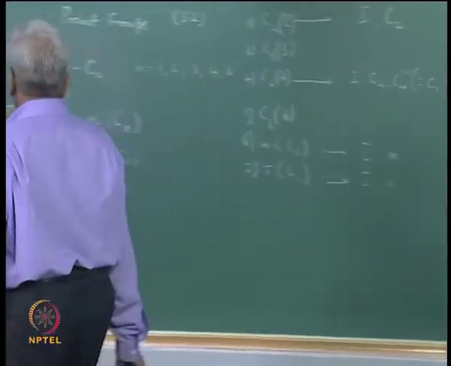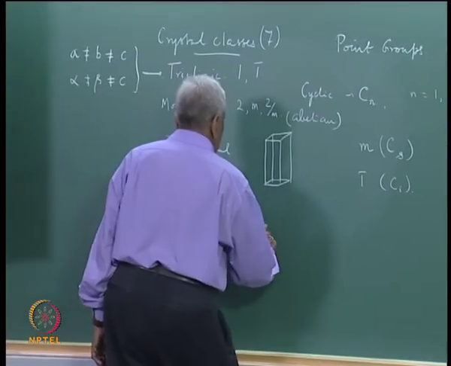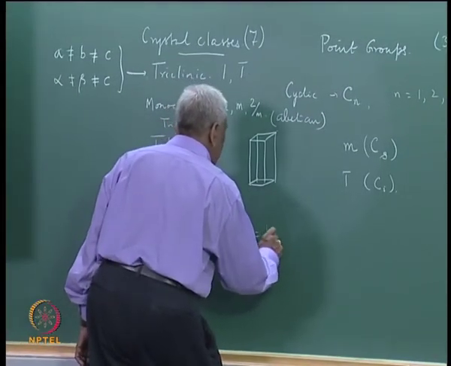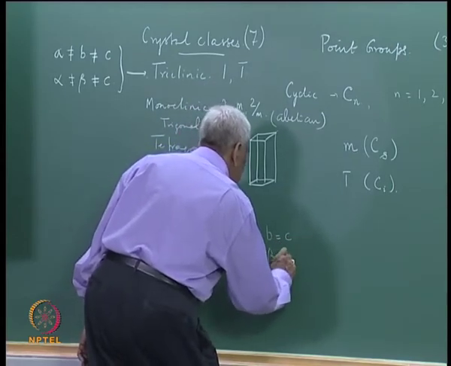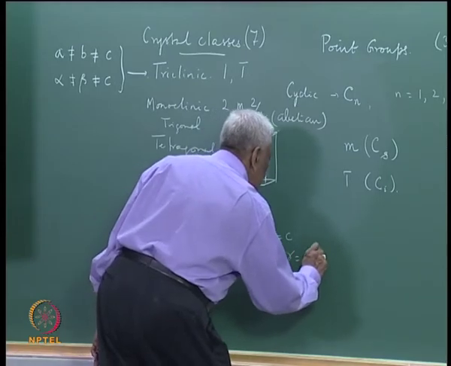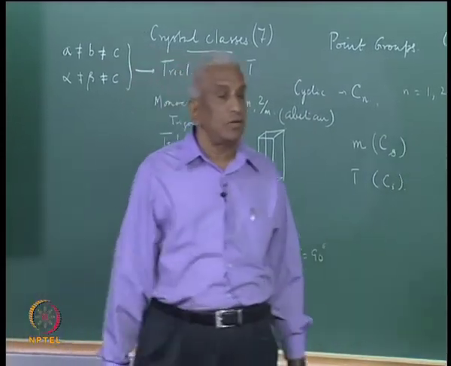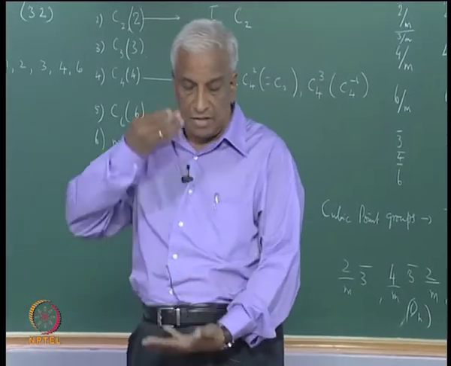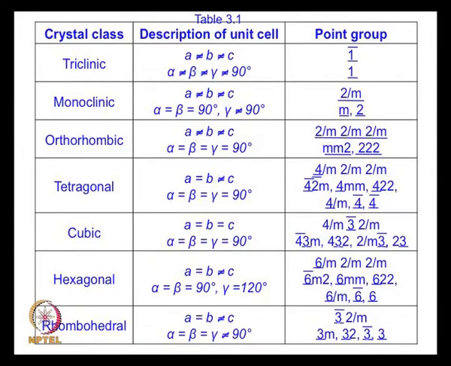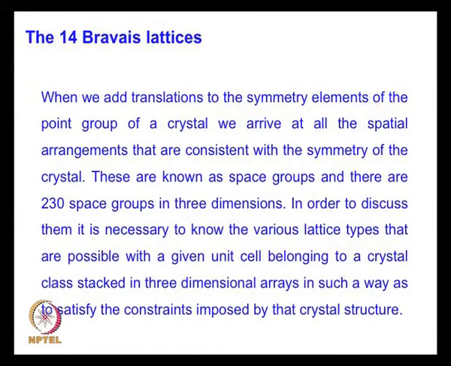Then you have cubic, which is the high symmetry, and here all the 3 lattice parameters are equal. Also the angles are 90 degrees, so that the axes are orthogonal to each other. Then you have the hexagonal, which has a hexagonal symmetry, and also the orthorhombic, which I have already shown, and then the trigonal or rhombohedral. So, these are the various classes, and the distribution of the various point groups is also shown.